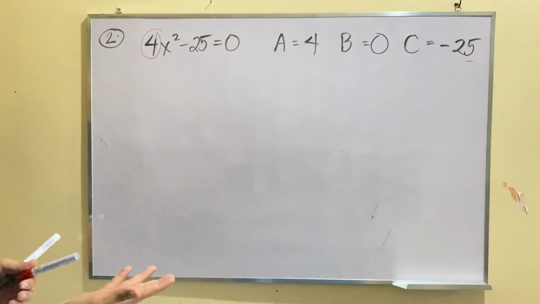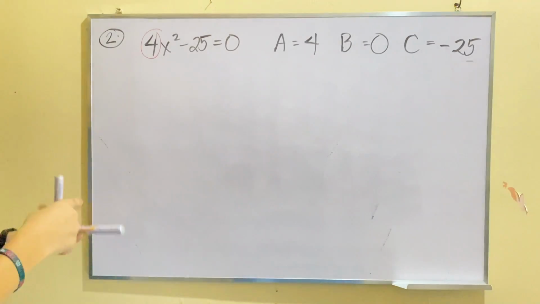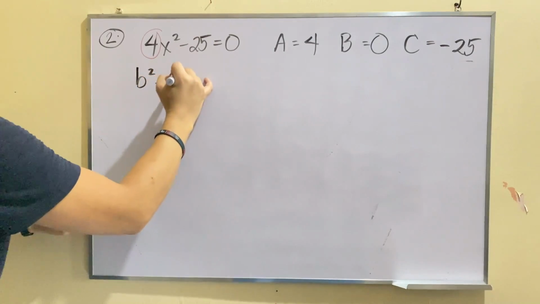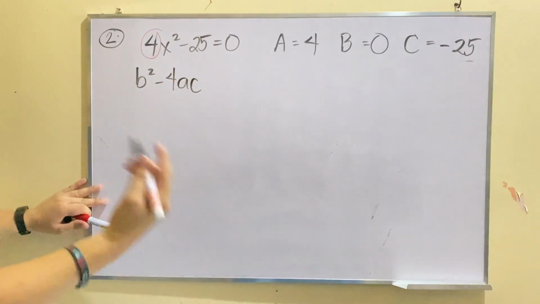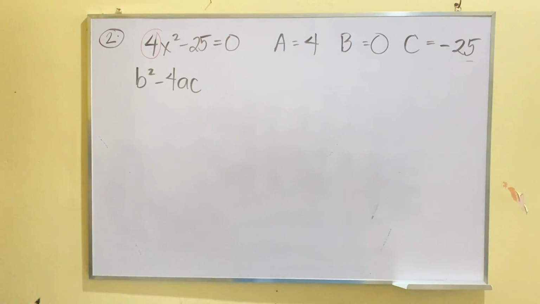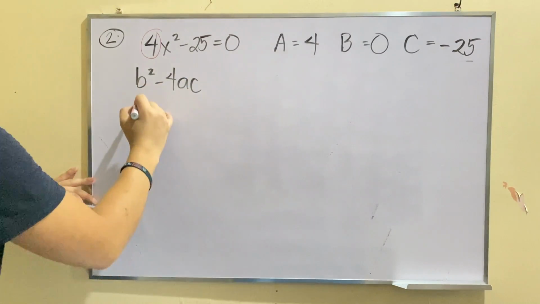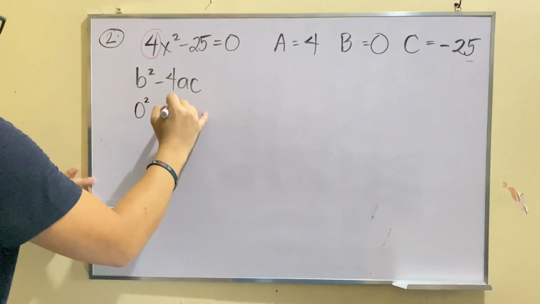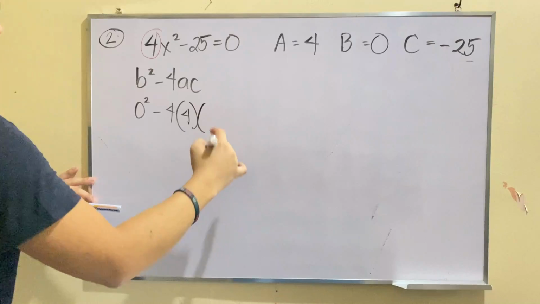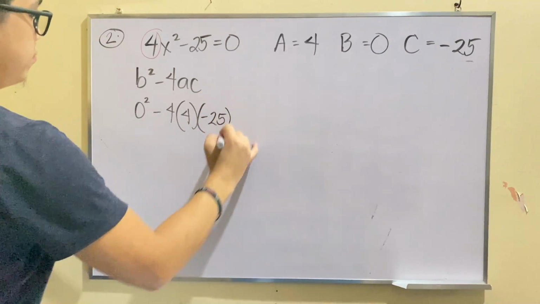Then, after nun, hanapin natin ang discriminant ng equation na ito. Ano ang formula ng discriminant? So, b squared minus 4ac. Huwag kakalimutan. Discriminant is b squared minus 4ac. So, una muna, ano yung b? So, 0 minus 4 times value ng a, which is 4, and value ng c, which is negative 25.